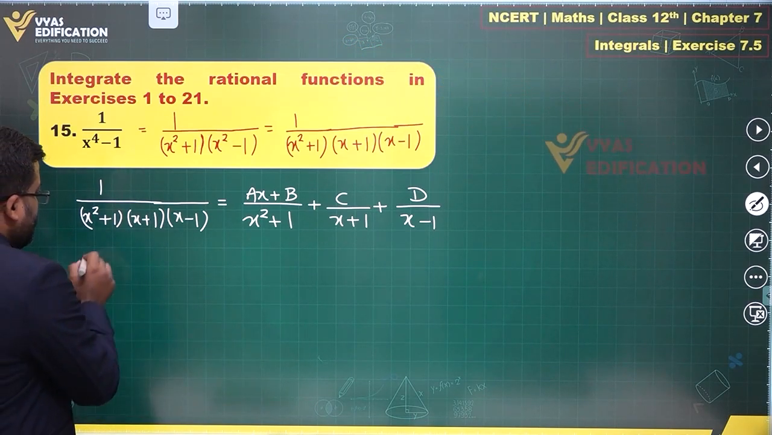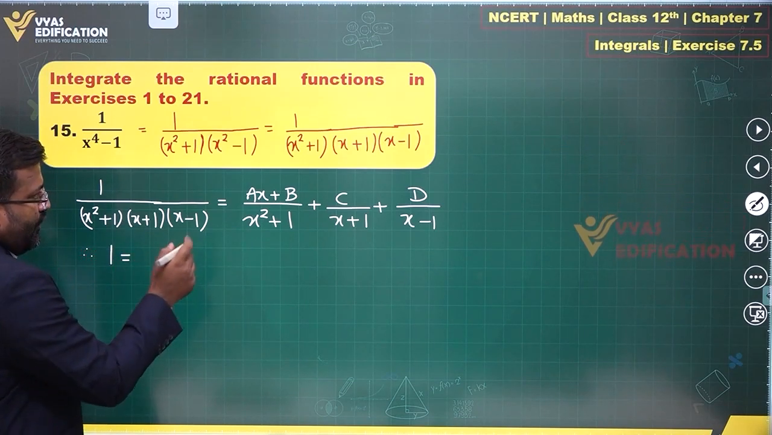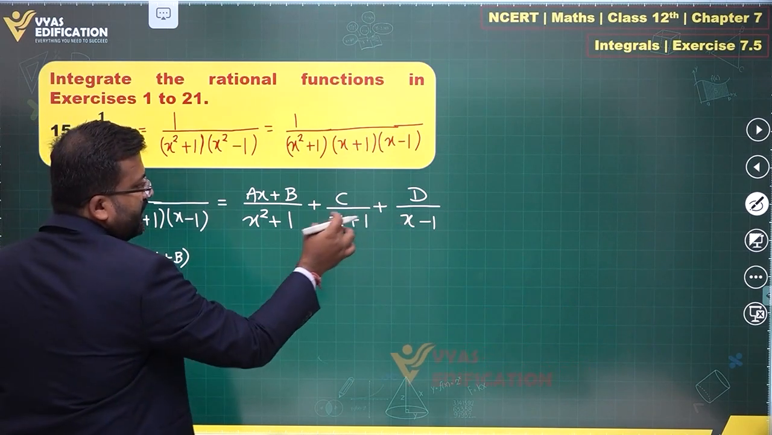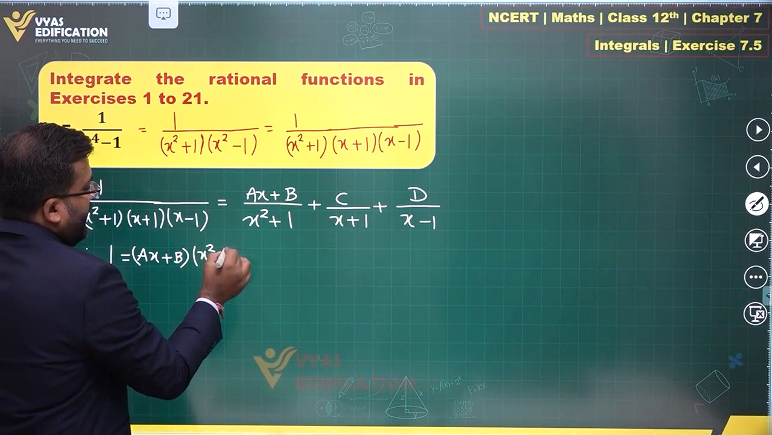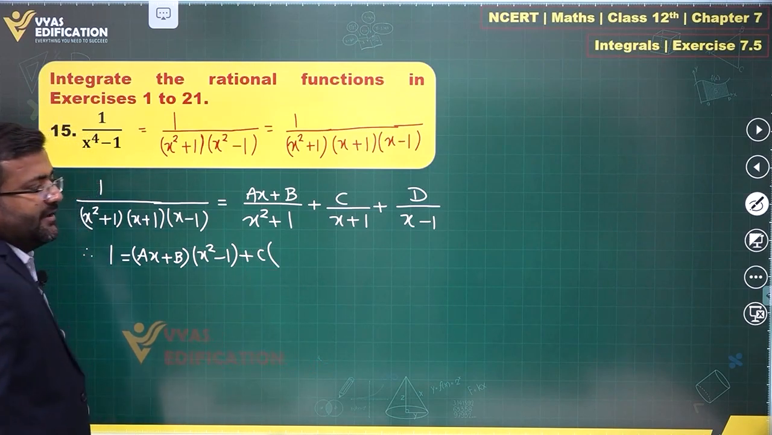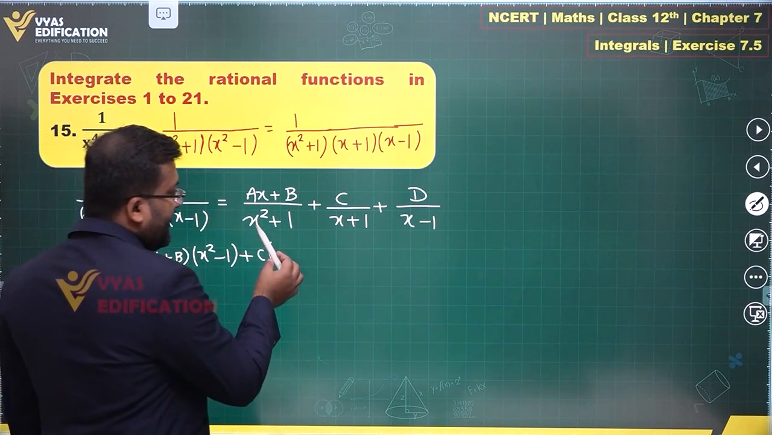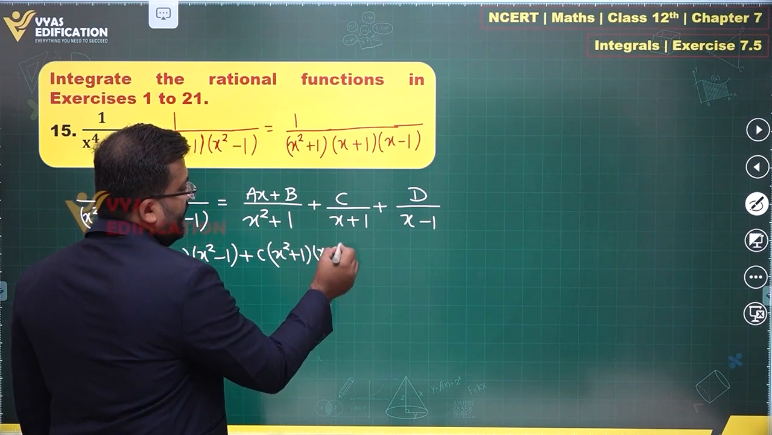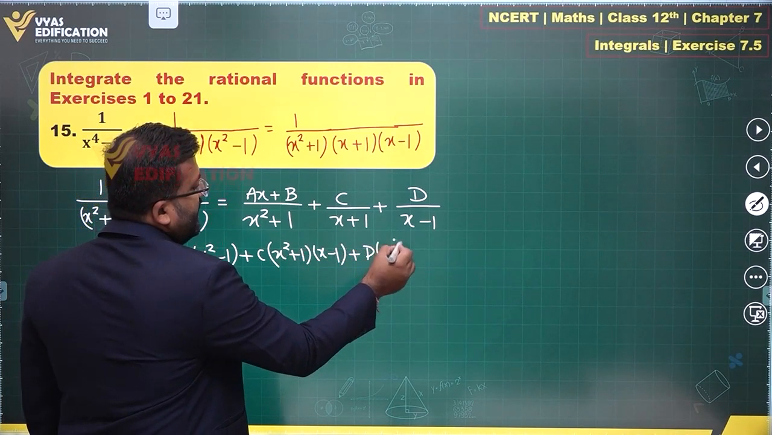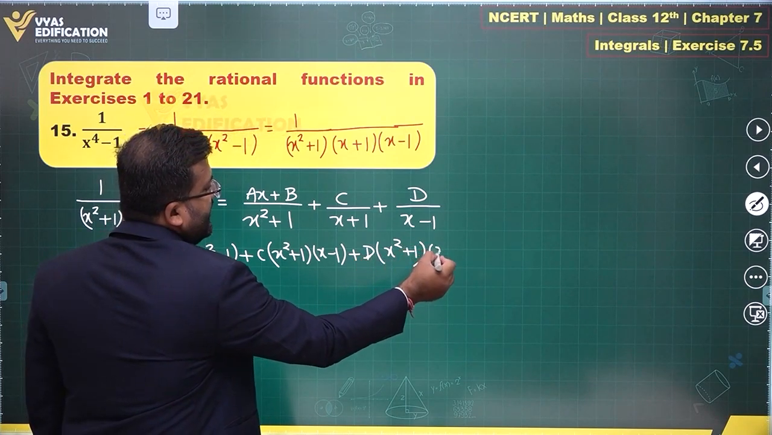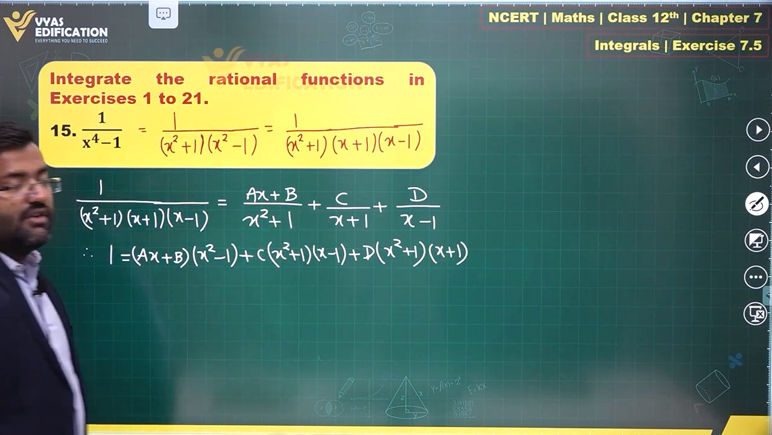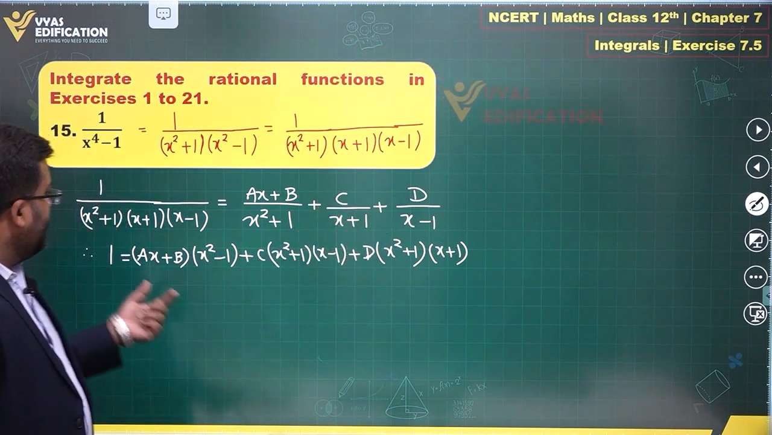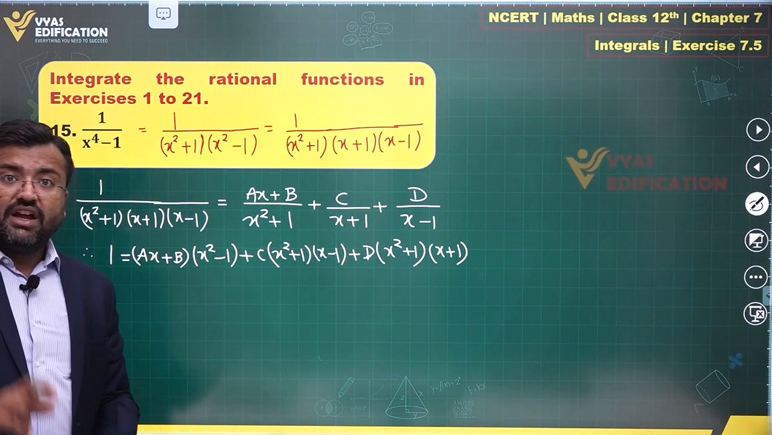Once you have written this, then we can find the values of a, b, c and d by comparing the numerators, right? So therefore, numerator 1 is equal to what? So ax plus b, if we take the LCM, will be the product of these two, which is x square minus 1, plus c times what you'll get. Please observe for c, x square plus 1 times x minus 1 will come. Plus d will have x square plus 1 times x plus 1. If you observe this carefully, this is what you'll get, right? Taking the LCM over here, numerator will be this, and here the numerator is simply 1. And now we will compare.